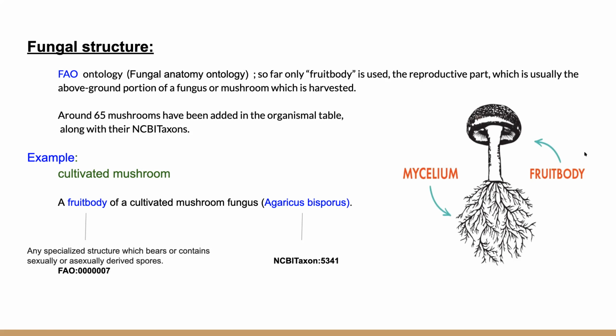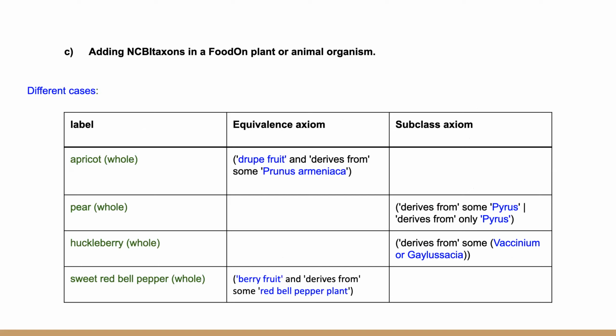Moving on, other than adding these new whole terms and identifying their anatomical part, another thing we are taking care of is taxonomy, for which we always prefer NCBI taxon. There were different kinds of terms which we came across, based on which we have tried to manage these taxons. So far, only new and existing whole terms which have missing taxons in FoodOn, we are adding that in the FoodOn plant or organism, that is, the organismal table. For example, if you see cases like apricot whole, in apricot whole, there is an NCBI taxon available.